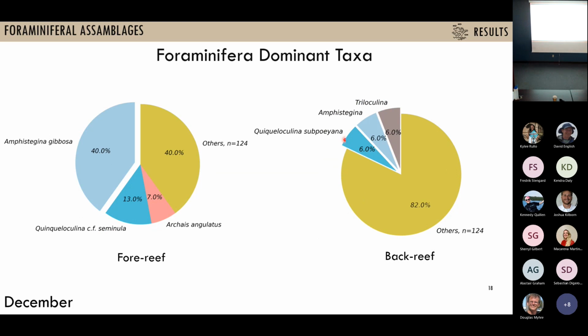And then in December, similar situation, Amphistegina being dominant in the fore reef, and in the back reef, we still have Amphistegina here, but we also have those heterotrophic species that are basically indicators, and they love to be in finer grains and potentially fluctuations in the water quality.